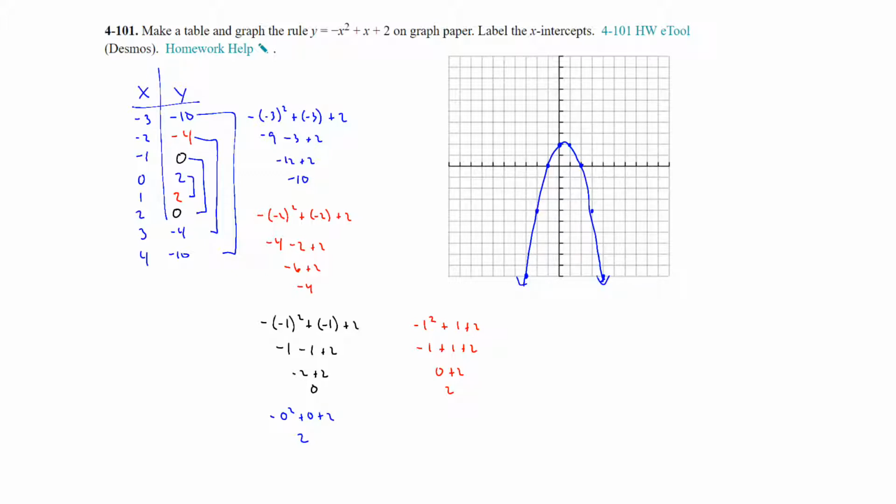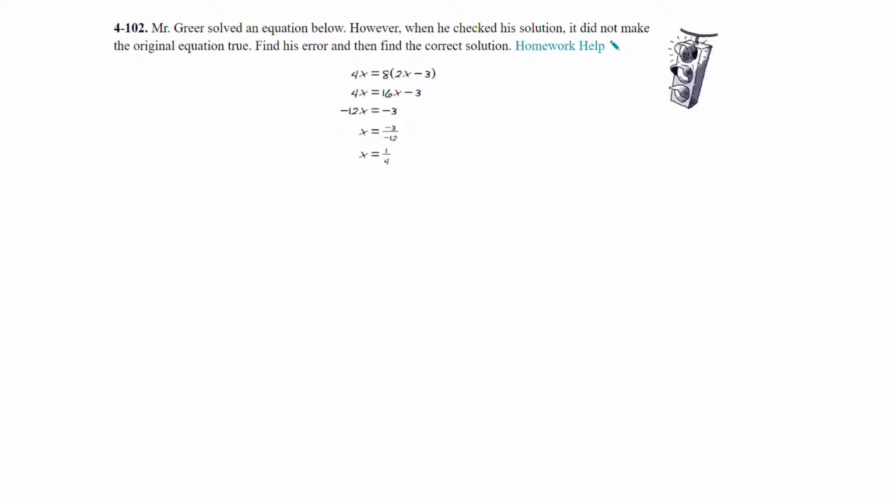So that is our parabola, and we want to label the x-intercepts. So one of them is right here at 2, 0, and the other one is at negative 1, 0. And there is the graph of the equation y equals negative x squared plus x plus 2. Do be careful with the negative in front. That is not part of what is being squared. So you can see on my problems where the negative is on the outside and then I'm squaring that number.